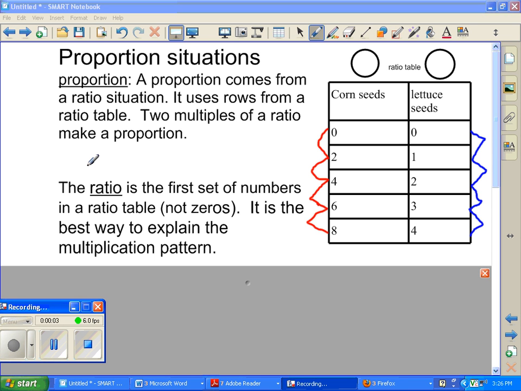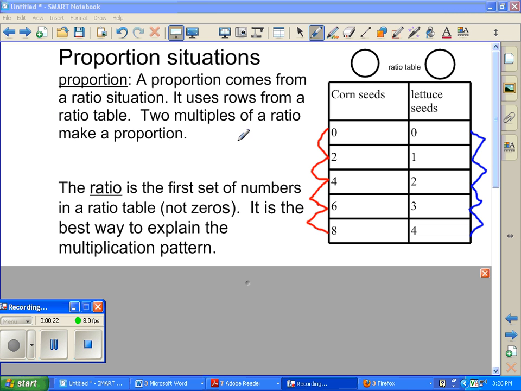Today, we'll learn about proportions and ratios. A proportion comes from a ratio situation. It uses rows from a ratio table. Two multiples of a ratio make a proportion.